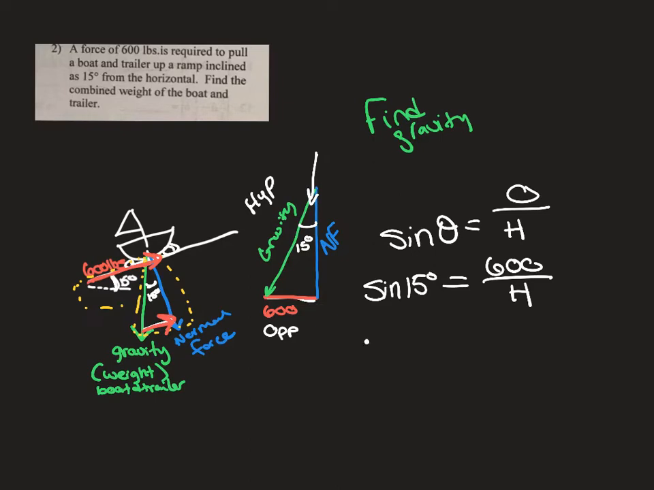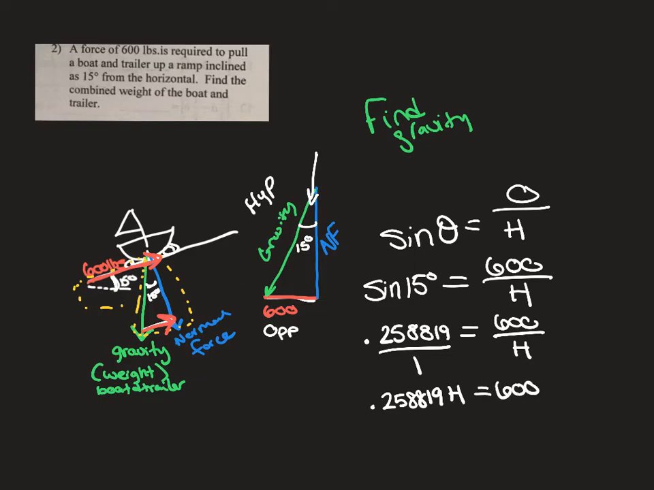And you should get something like 0.258819 equals 600 over my hypotenuse. So this is the same thing as over 1, and so I'm going to cross multiply. 0.258819H equals 1 times 600, which is 600. And then you can divide back the other way by the decimal, 0.258819.